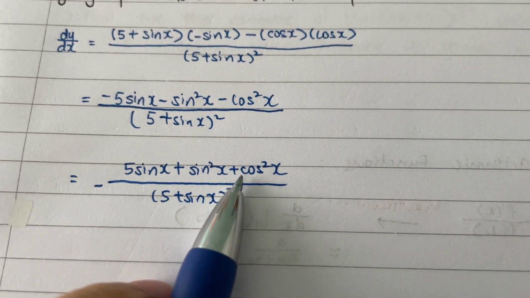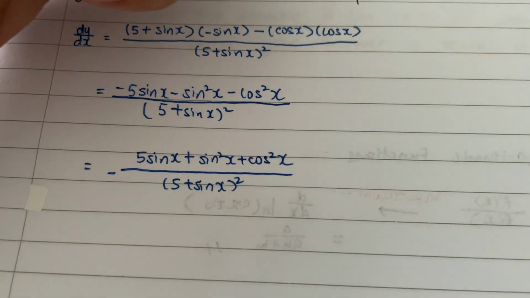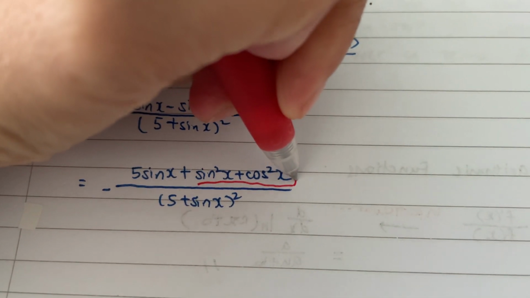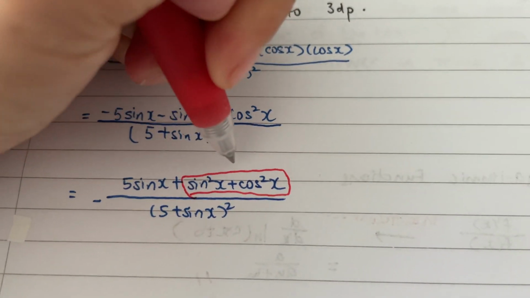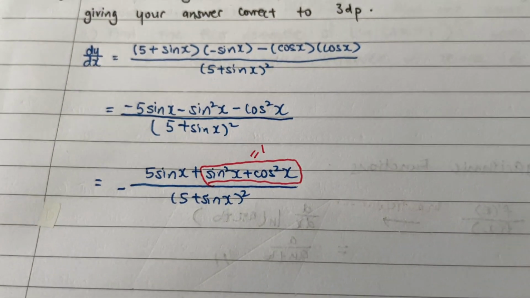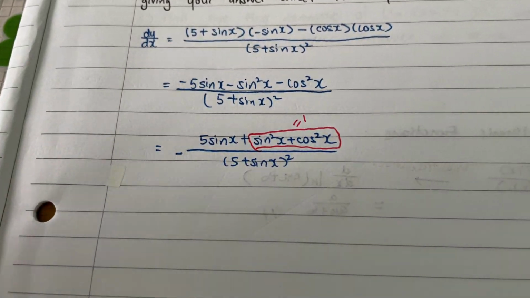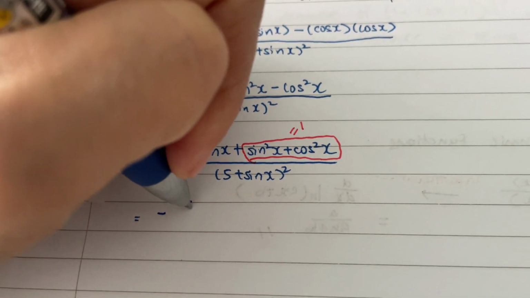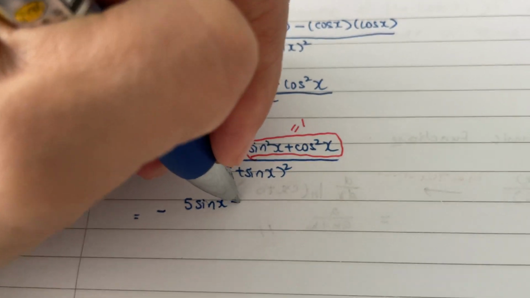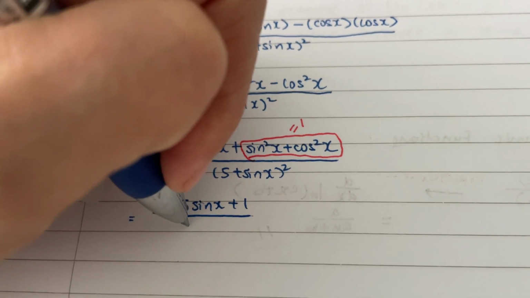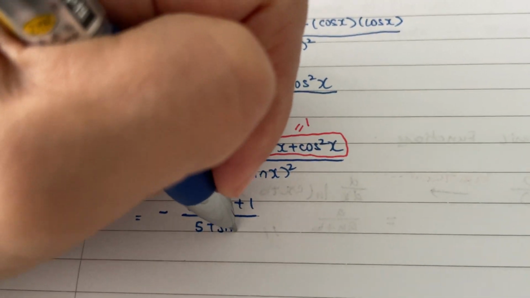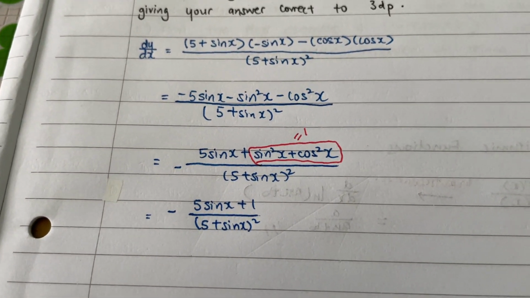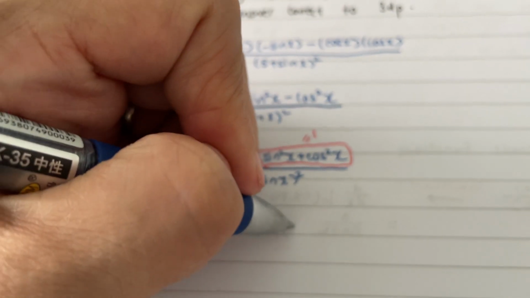Okay, and if you notice this, sine square x plus cos square x is an identity. It's a Trigo identity that adds up to be 1. So we could simplify this portion here. Minus 5 sine x plus 1 over (5 plus sine x) whole square. So that's our answer, okay, for dy dx.